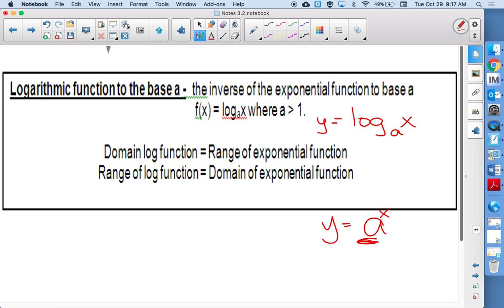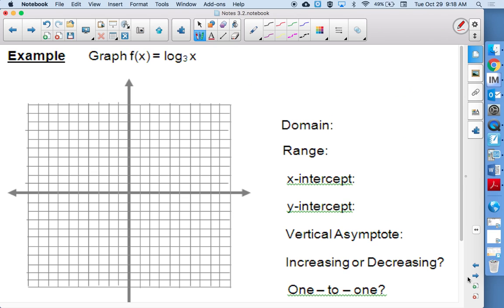Again, in the little box, a reminder, the domain of the log is the range of the exponent, or the range of the log is the domain of the exponent. And that's just saying we're switching x and y. So we're going to see if we can graph a log function by using inverses. And then we're going to talk about some properties, and we're going to graph log functions by using the properties. We will not be using the calculator. So no calculator required, no calculator necessary.